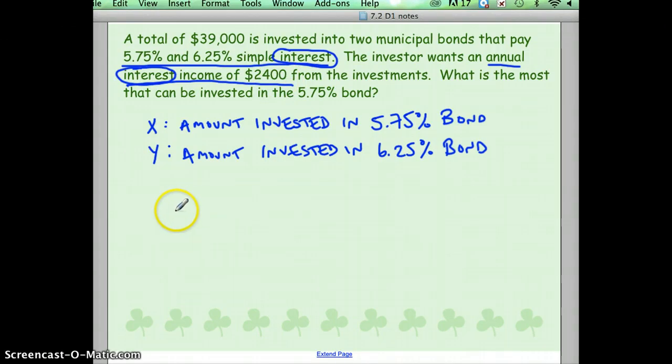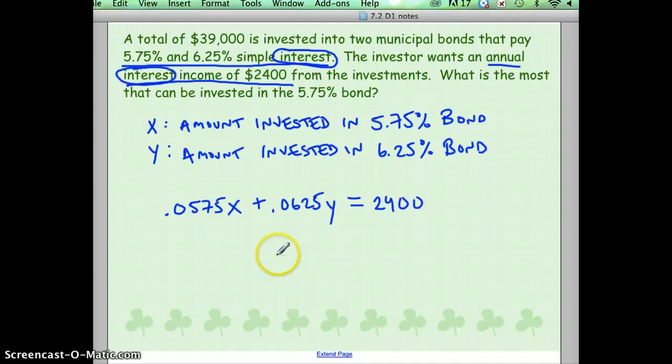Okay, so if we put 0.0575 per X and 0.0625 per Y, we should wind up with a total interest income of $2,400. That would be one equation.